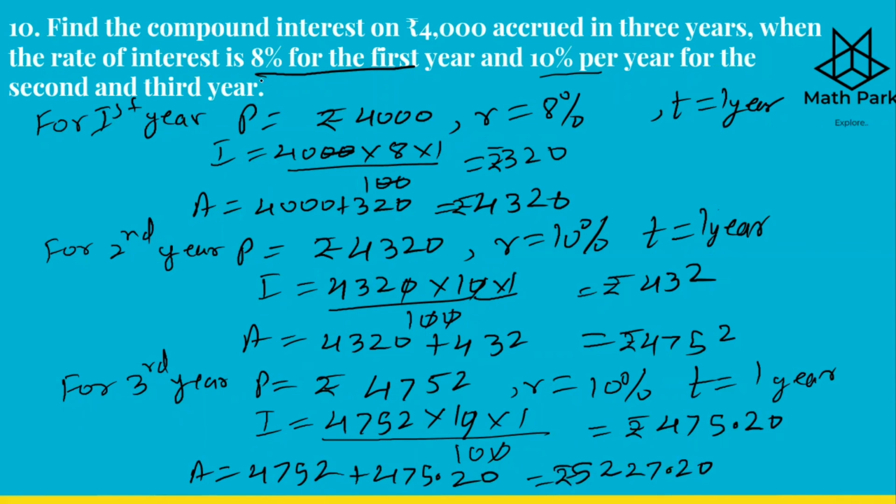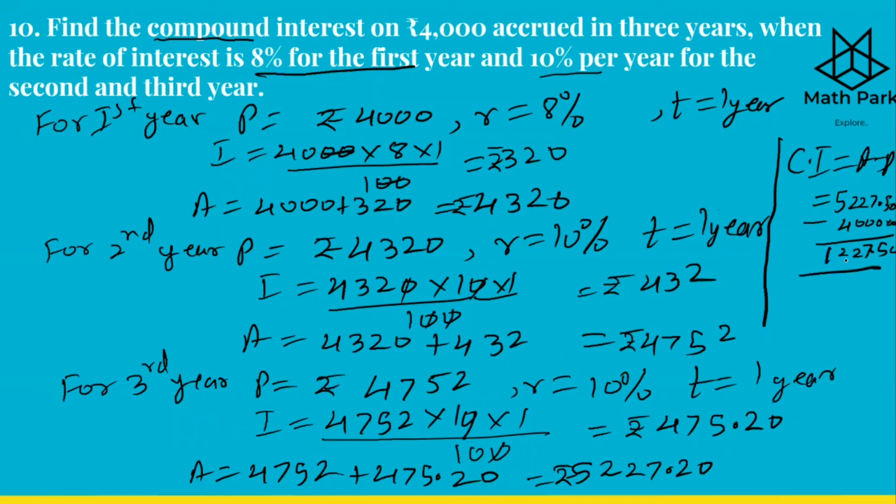Okay. So we are asked to find only the compound interest. For that, first we found the amount. So now compound interest is equal to A minus P, which is equal to the amount 5,227.20 minus the principal, 4,000. So just subtract 4,000 from this. So the compound interest is 1,227 rupees and 20 paisa. Got it? Easy, this exercise.